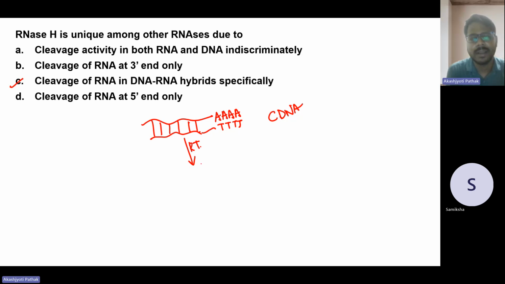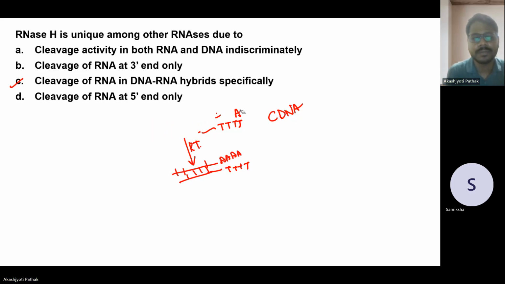Then we will have this RNA, and then it will break up. So we will add RNase H. RNase H will create short fragments of RNA, and then you add polymerase to generate a cDNA.